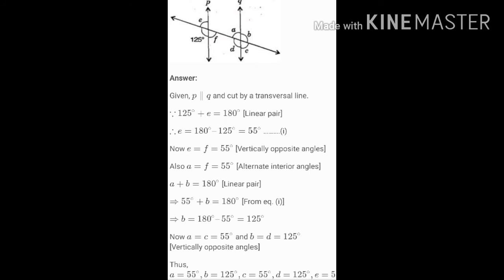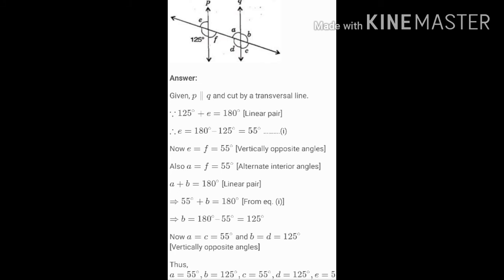Given P is parallel to Q and cut by a transversal line. Because 125 degree plus E is equal to 180 degree, as we learnt about linear pair, E is equal to 180 degree minus 125 degree. Value of E will be 55 degree. Definitely E is equal to F is equal to 55 degree because these are vertically opposite angles, and also A is equal to F is equal to 55 degree, alternate interior angles as we learnt before.